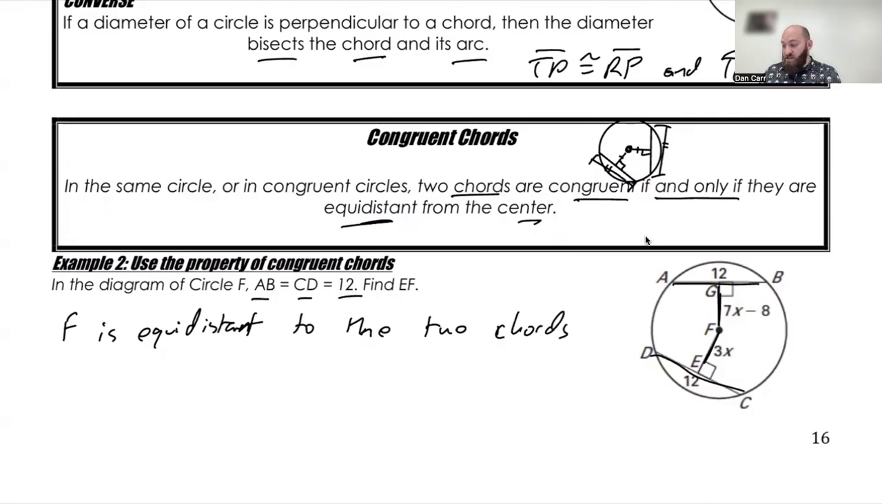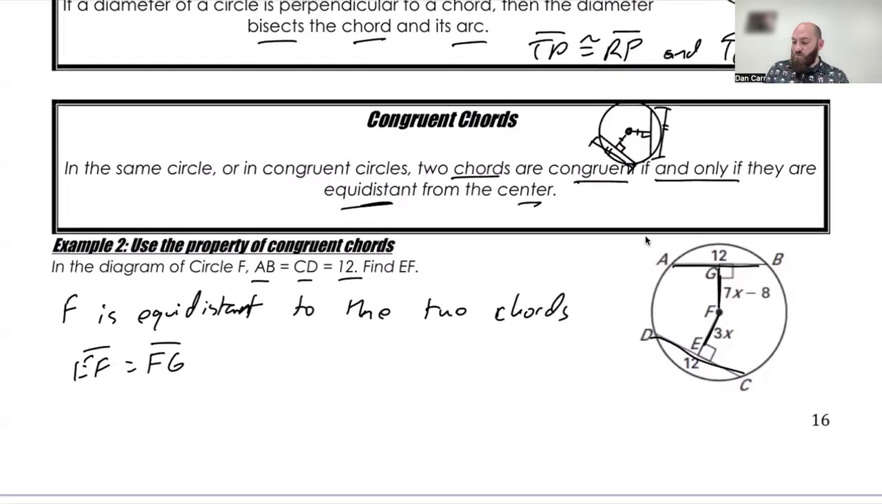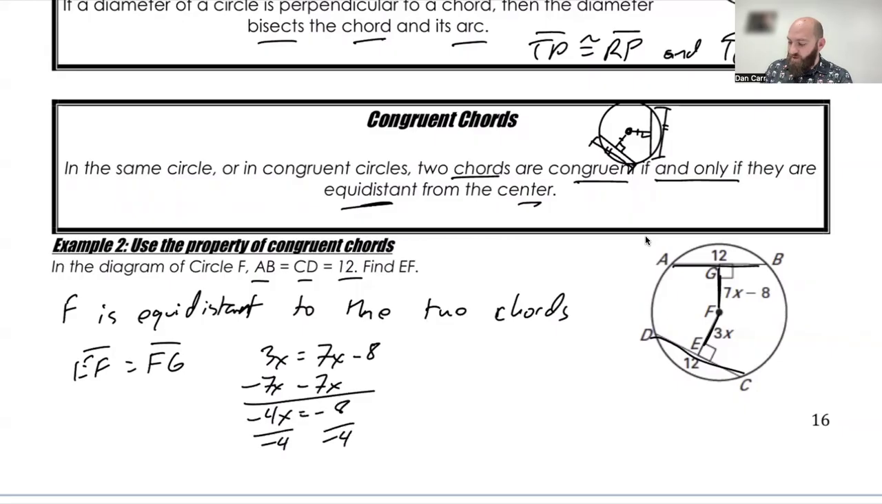Since they're equidistant, that means that EF has to equal FG. And since I know that, I have some algebra set up now. I have 3x is equal to 7x minus 8. So we're just going to solve that normally. We're going to work through the algebra now. If I subtract 7x from both sides, I get negative 4x equals negative 8. And I divide both sides by negative 4, so I get x equals 2.